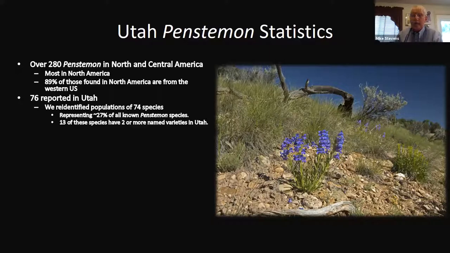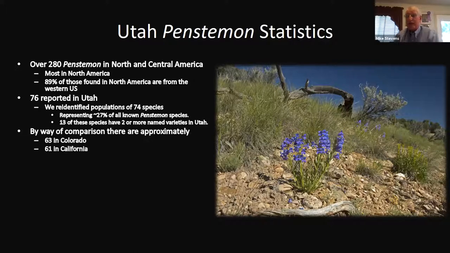We re-identified 74 of the 76. Two of those are rather ephemeral. That is, they are here. We know that they are, and every indication suggests they're natural, but they either may be gone or they only appear on occasions in the population. That represents 27% of all the known Penstemon across all of North America and into Latin America, Central America. 13 species have two or more varieties found here in Utah.